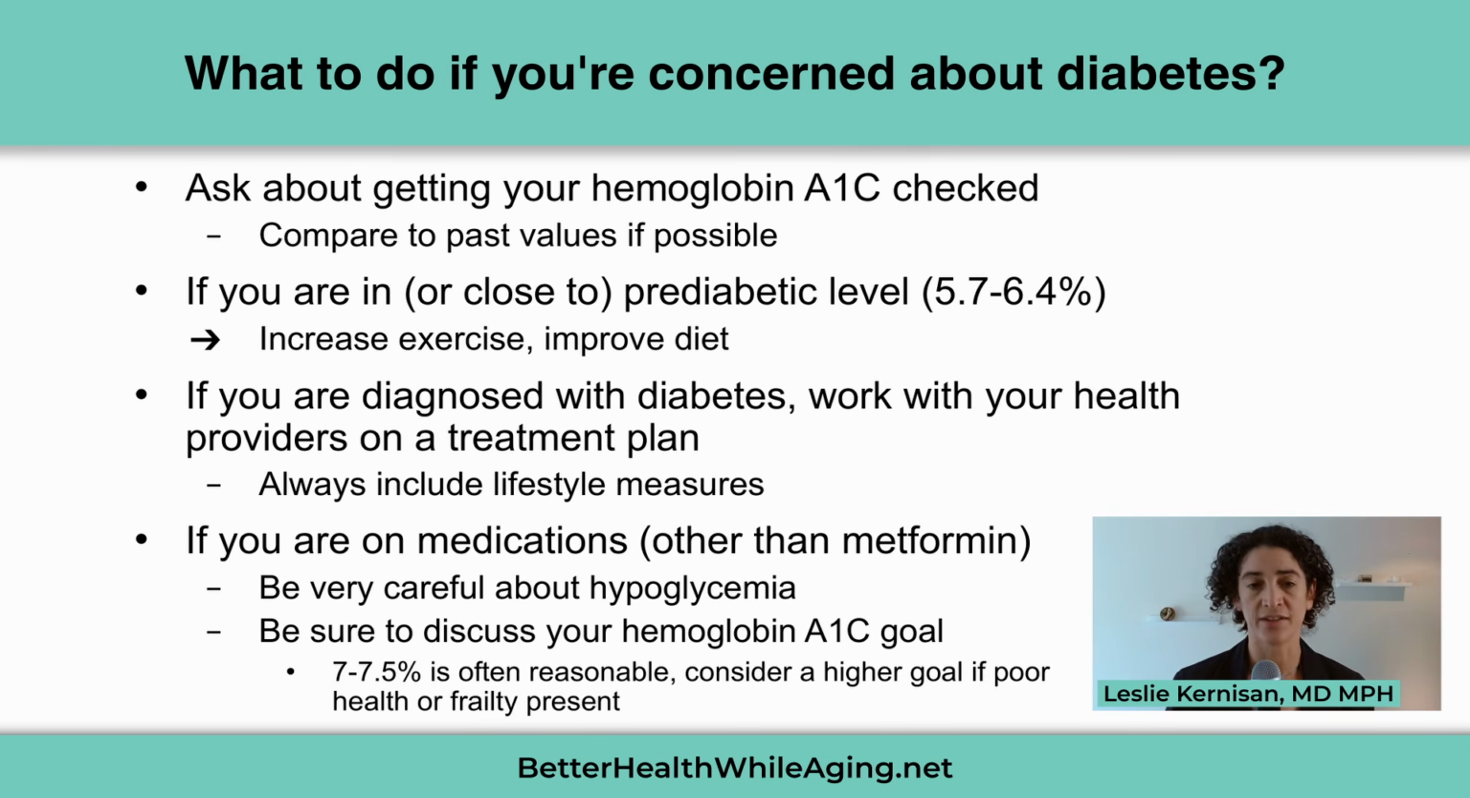For many older adults, a hemoglobin A1C of 7 to 7.5 is reasonable. That's reasonable if they're fairly healthy, and especially if they're expected to live more than 10 years. But for people who have a lot of illness going on, frailty, maybe have been hospitalized a lot, or are in their late 80s or 90s, a higher goal for the hemoglobin A1C might be appropriate as well. And so that's what I have for now.